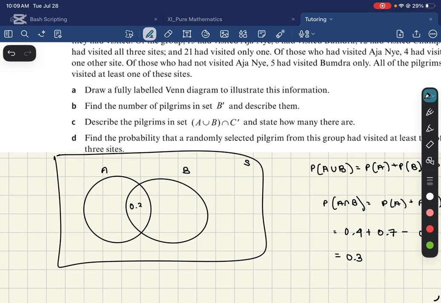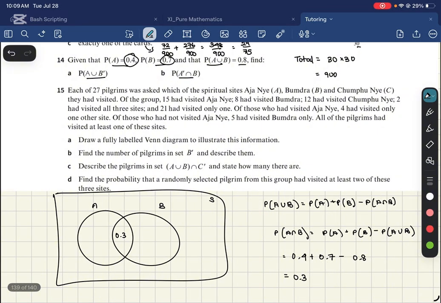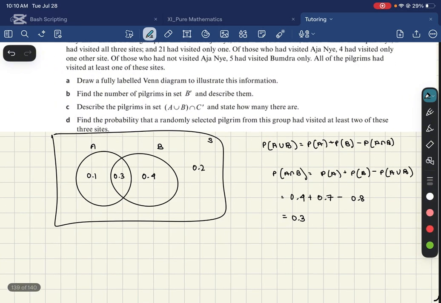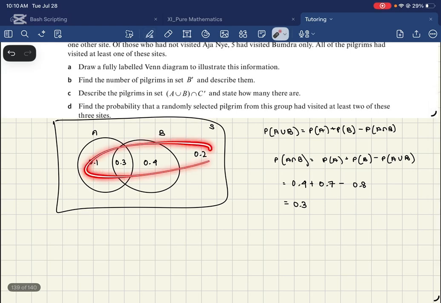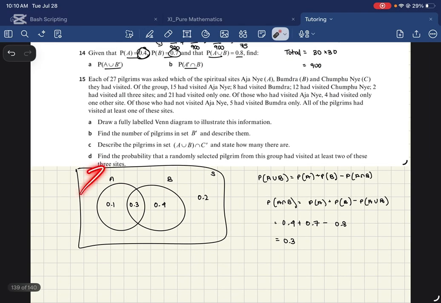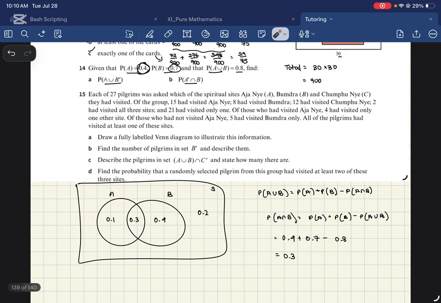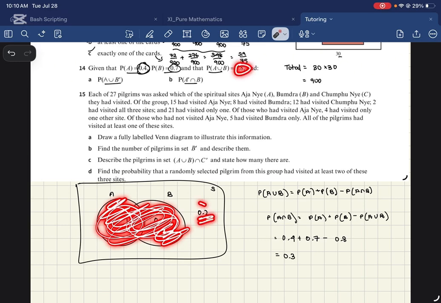So this middle section is going to be 0.3. Because P(A) is 0.4, this has to be 0.1. Because P(B) is 0.7, this has to be 0.4. And 0.4 plus 0.3 plus 0.1 is 0.8. So the outside has to be 0.2, right? If you add all of these numbers together, you should get 1. Or another way to think about it is the whole area should be 1. So A union B is this part, right? So 1 minus 0.8 gives you 0.2. So it's going to be outside.